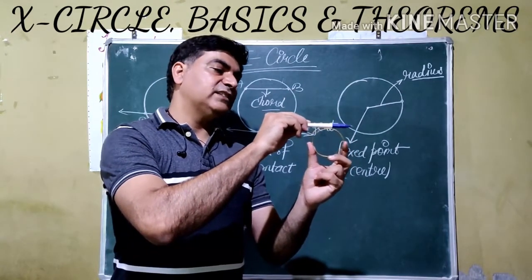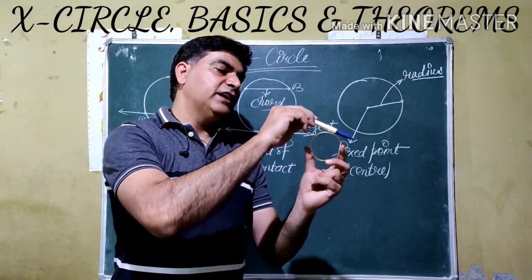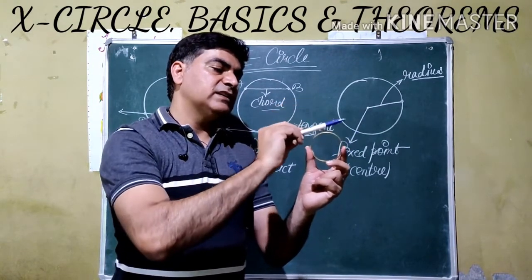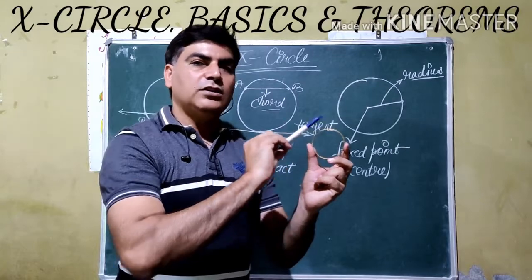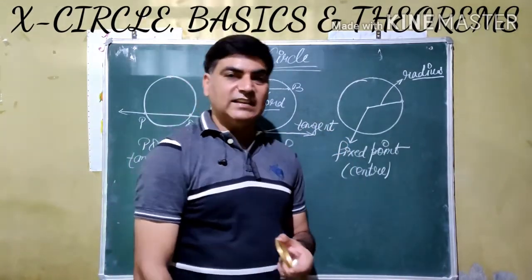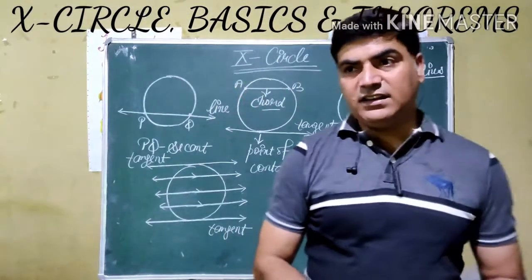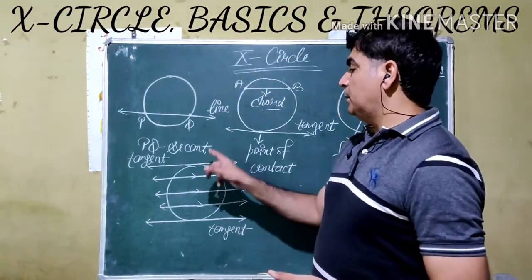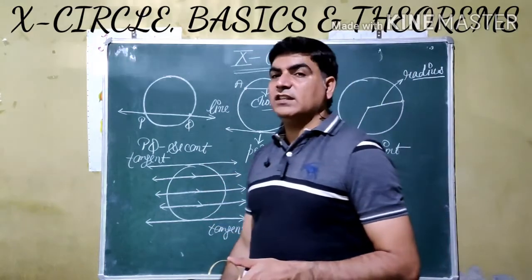How many tangents can be drawn to a circle? If you see here, if we keep on moving, the tangent changes. It means we can draw an infinite number of tangents to a circle. But at a single point, a single tangent is drawn. But how many parallel tangents are drawn? Here, a pair of two tangents we can draw.